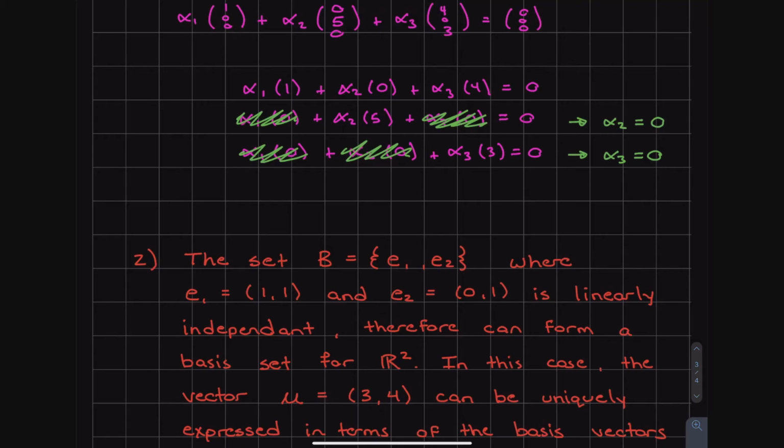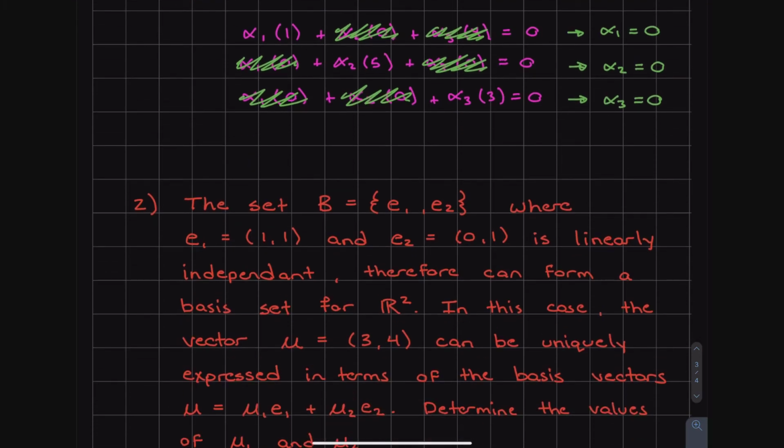And now if we go back up to the first equation, alpha 2 times 0 is going to be 0. We're left with alpha 3 times 4, but we already know that alpha 3 is 0, so this is going to be 0. So now we have alpha 1 is equal to 0. Now that we solved for the three alphas, we can conclude that alpha 1 is equal to alpha 2, which is equal to alpha 3, which is all equal to 0. And since all three of our alphas are 0, this set is linearly independent.